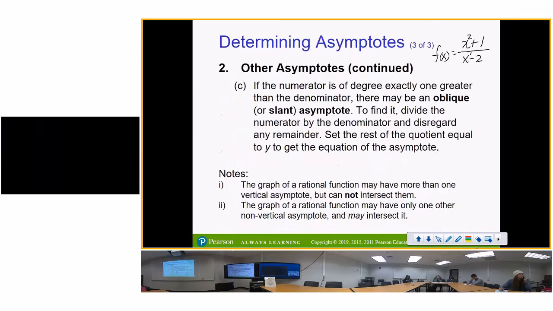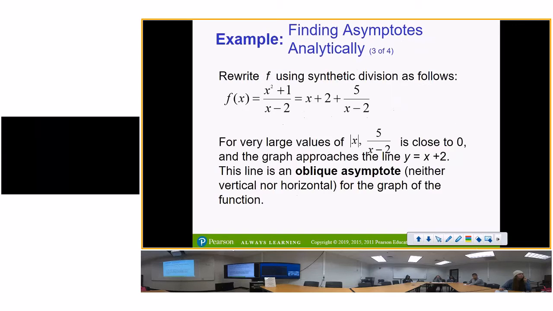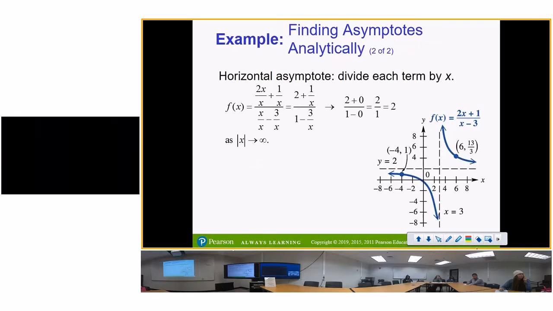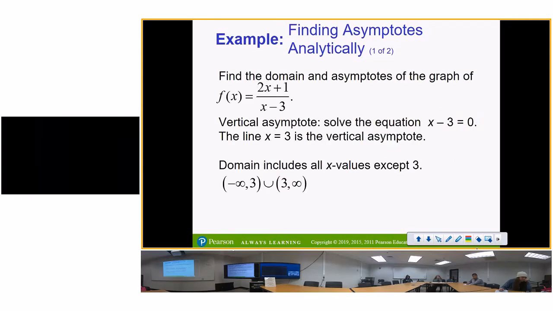So let's go back now to the equation that we were working on, now that they finally showed us something. Okay, were we doing this one? No, I don't think so. Is this the one we were doing?